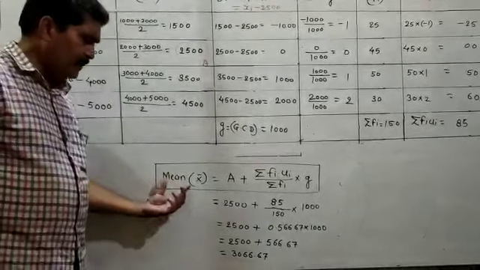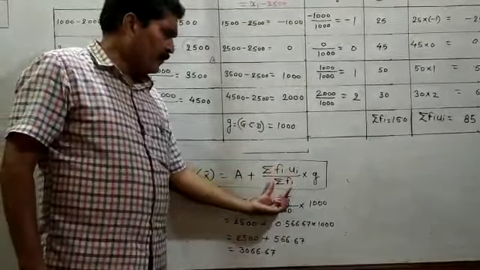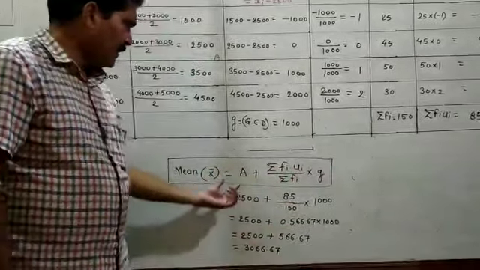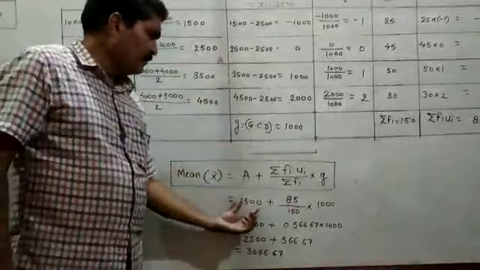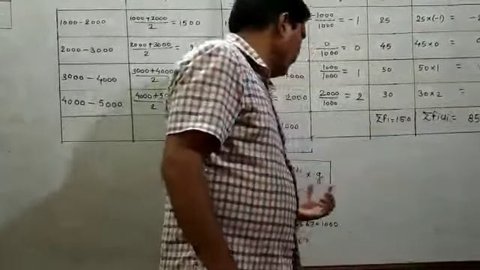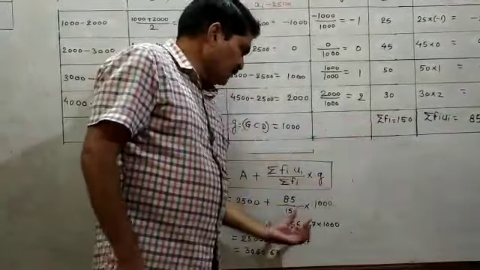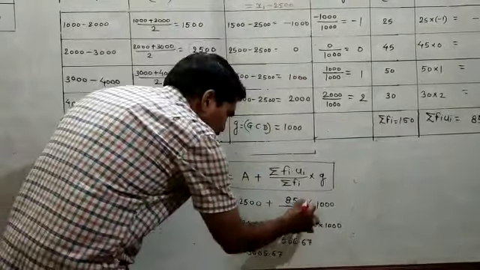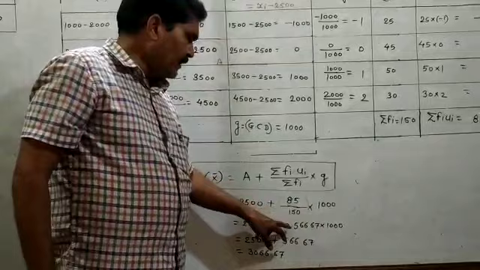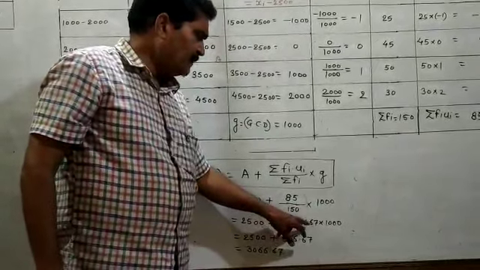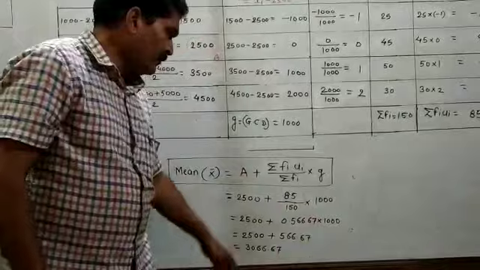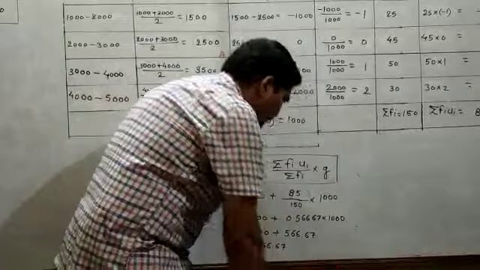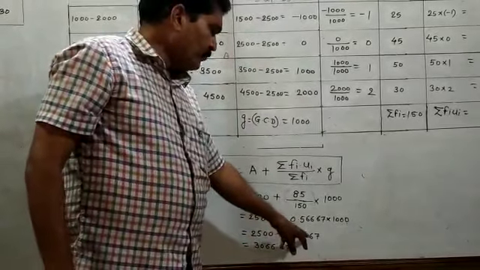Formula for the step deviation method: mean is equal to A plus the sum of fi ui upon the sum of fi, into g. You have to put the value of A, 2500. Put the value of the sum of fi ui, 85, upon the sum of fi, 150, into the value of g, 1000. You have to do the calculation. If you do this, the division will come 0.56667, into 1000. At that time this product will come 566.67.